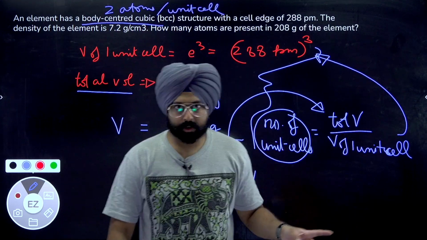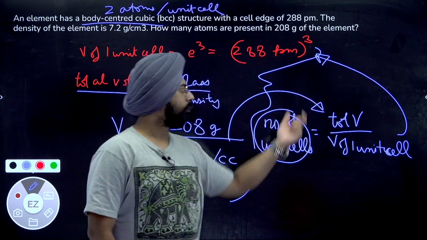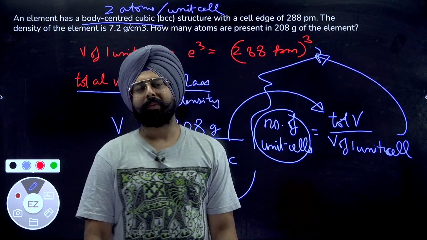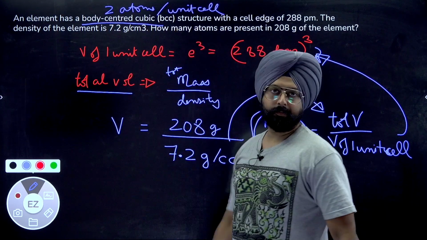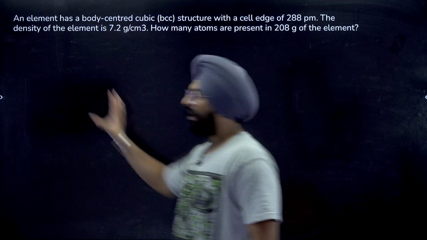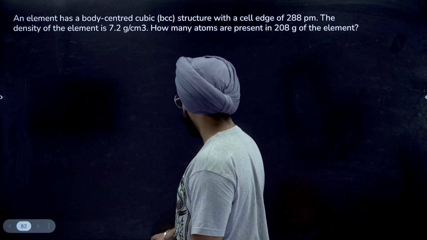So what was the previous approach? Total mass by mass of 1 atom. This approach is total volume by volume of 1 unit cell. Both of them can be approached via density. Try both of these approaches. Calculate the answers over here. Leave the answer in the comment section. That will also be fun.